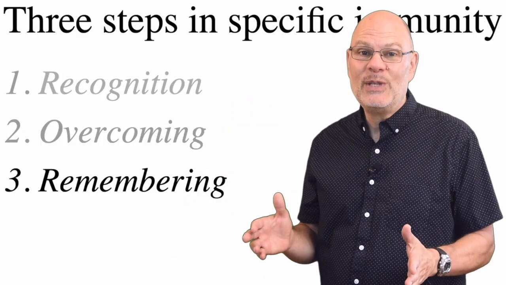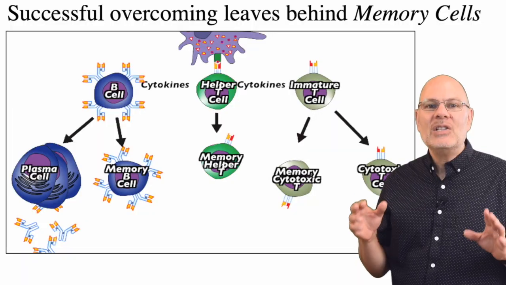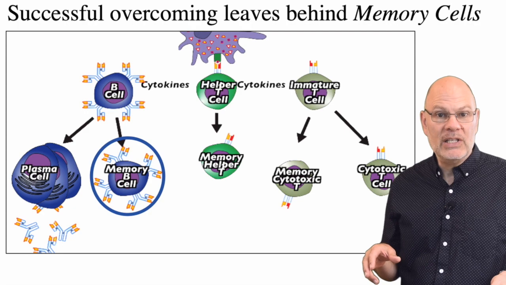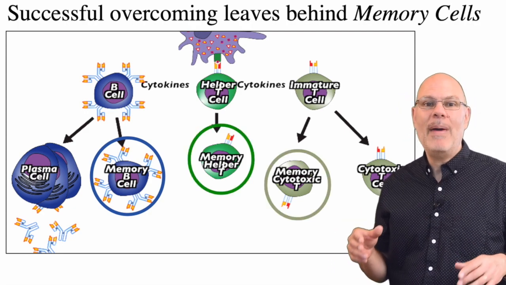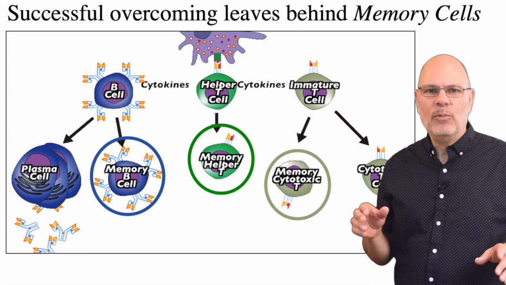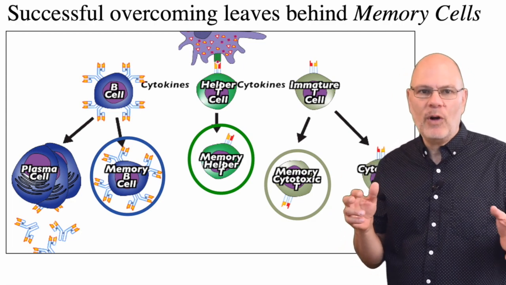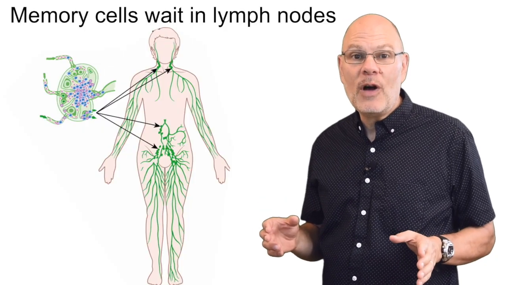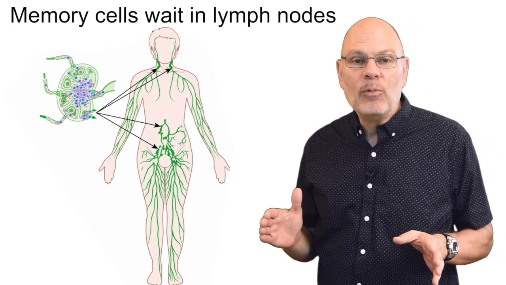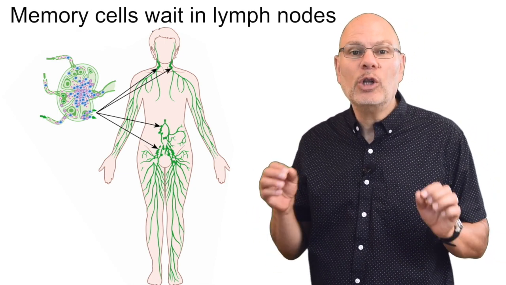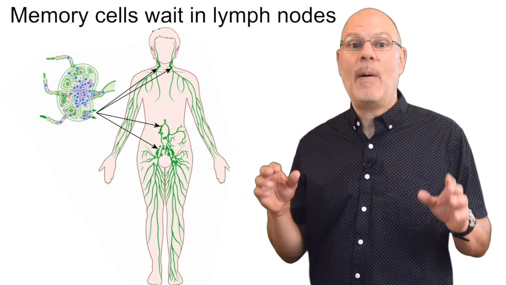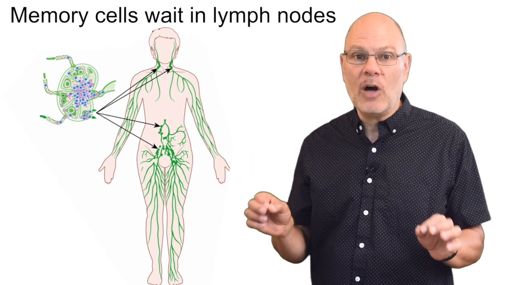Now the last step in specific immunity, remembering. Successful overcoming leaves behind memory cells, memory B cells, memory helper T cells, and memory killer T cells, or cytotoxic T cells. We're just going to focus on memory B cells, but the principle is the same for other memory cells. Once you have fought off an infection, you keep a large clone of memory cells in your lymph nodes. These memory cells are specific. They're the result of clonal selection, and they have receptors that complement a specific antigen from a pathogen that you successfully fought off in the past.